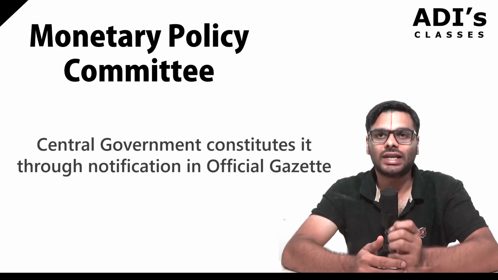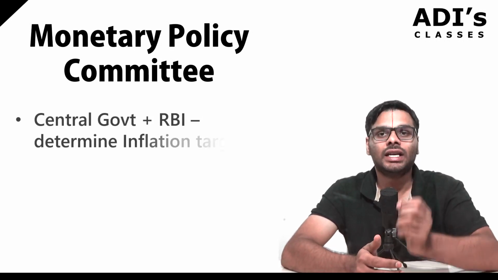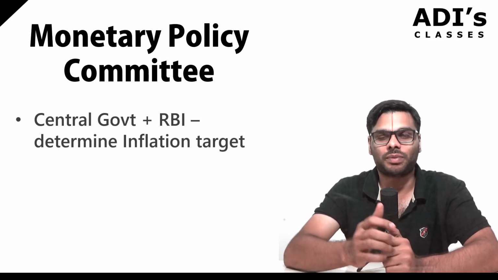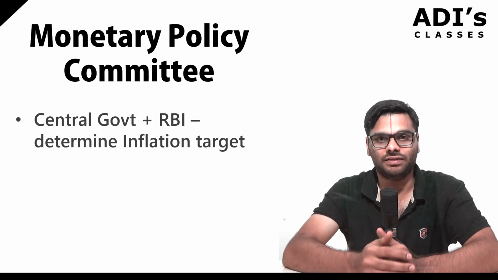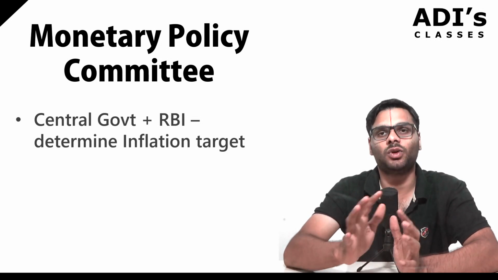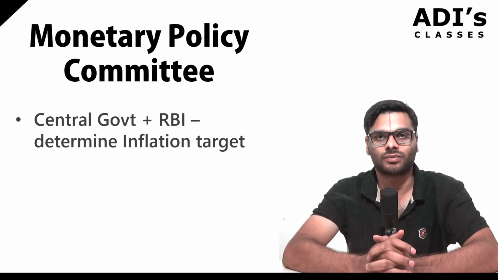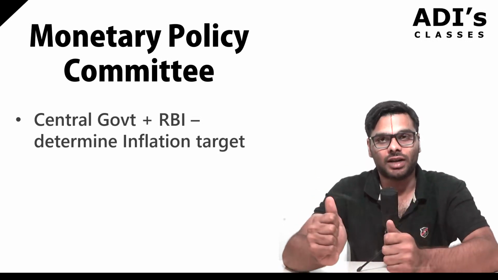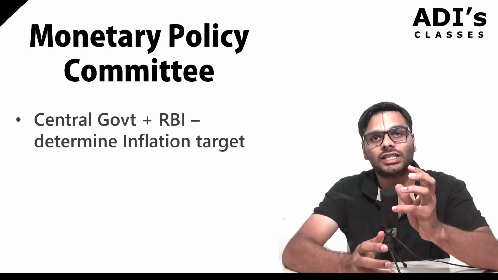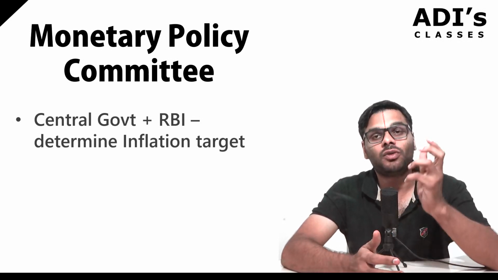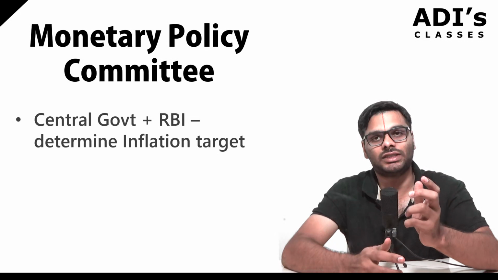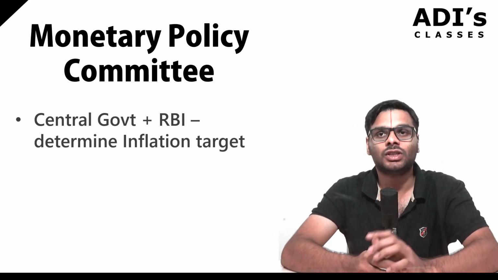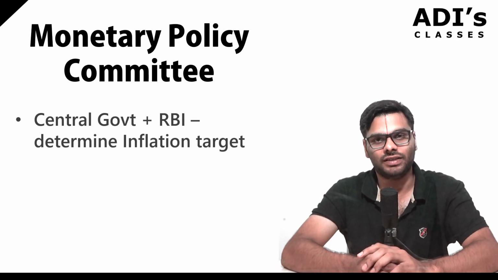The central government, in consultation with the RBI, shall determine the inflation target in terms of the consumer price index once in every 5 years. This needs to be notified in the official gazette. So, it is the central government that consults the RBI, and then there is an inflation target that is set. So, what is this inflation target based on? It is based on the CPI, that is Consumer Price Index. So this is done once in every 5 years.